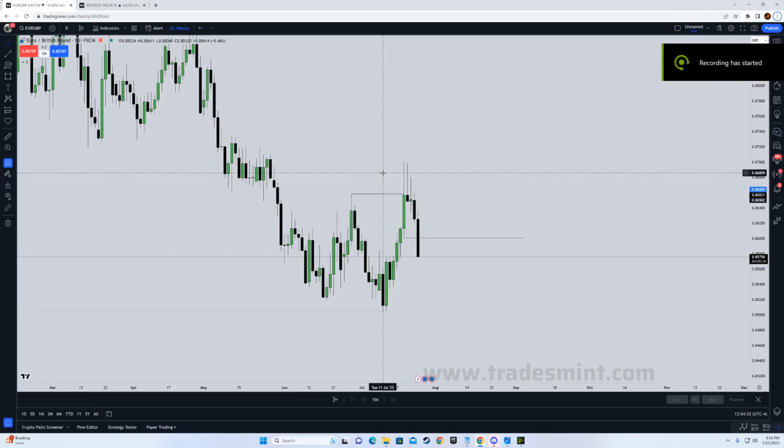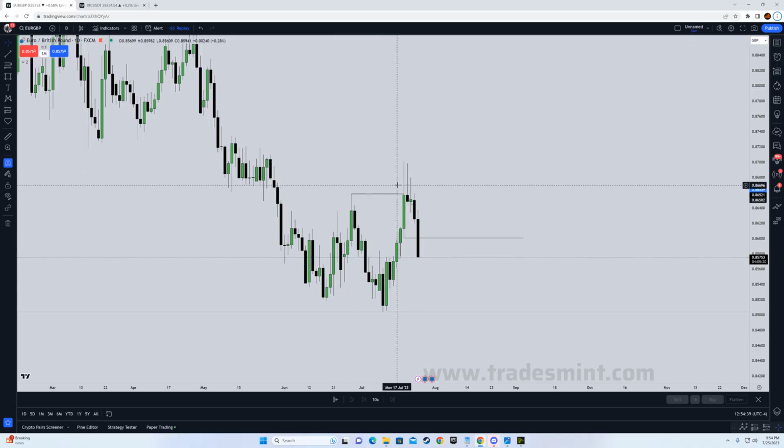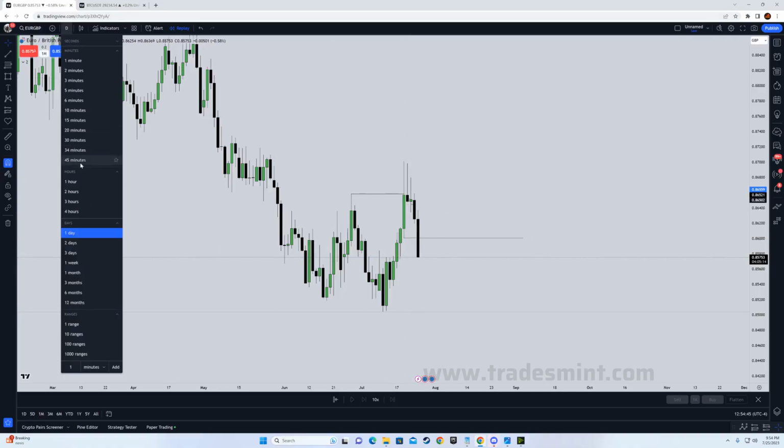Alright guys, so here is example number one of the market maker second distribution entry model. So right here, what do we have? We have taken out the external liquidity, right? This fair value gap is going to be our drawn liquidity. So let's see what has happened here.